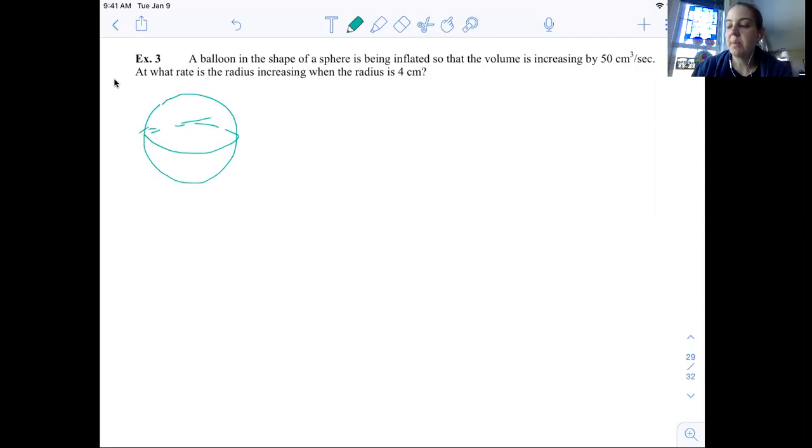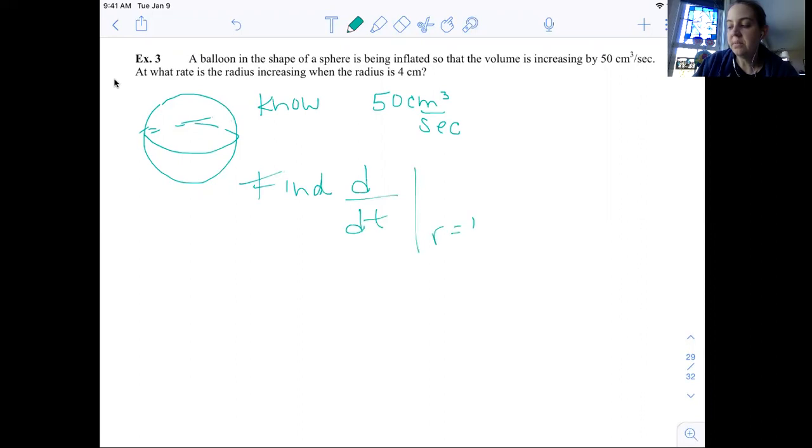And then we need to talk about what we know and what we need to find. So what was given in the problem is this 50 cubic centimeters per second. And we need to find the rate at which the radius is increasing when the radius is 4 centimeters. So that's a d something dt when the radius is 4 centimeters. I didn't talk about variables yet. I kind of skipped over that part.